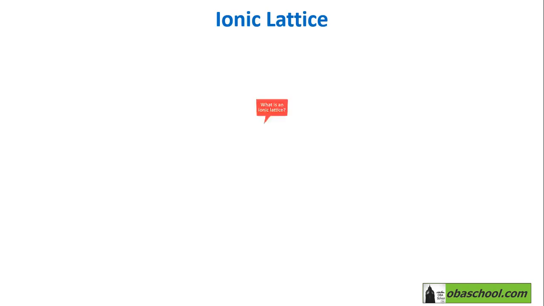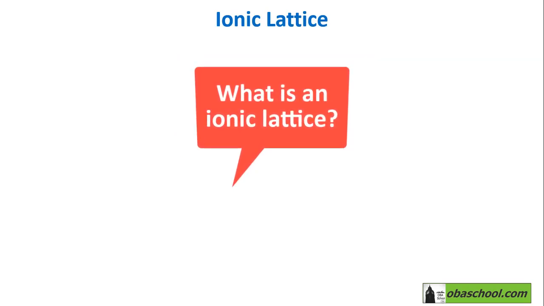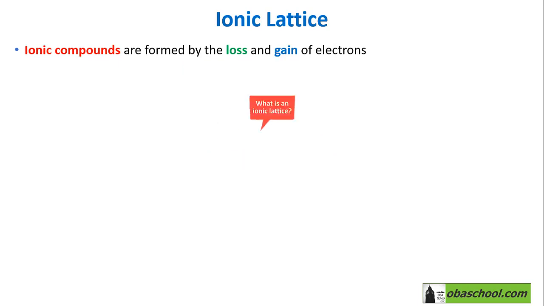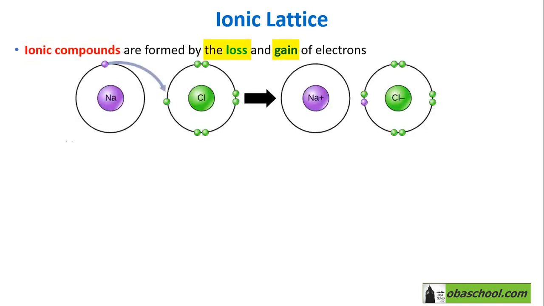First of all, let's examine together what is an ionic lattice. We have learned in the previous tutorials that ionic compounds are those which are formed by the loss and gain of electrons. Whenever an atom loses an electron, like the Na here, it becomes an ion. And whenever an atom gains an electron, like the Cl did here, it becomes an ion. So here the Na, when it lost an electron, became Na+, and whenever the Cl gained an electron, it became Cl-.